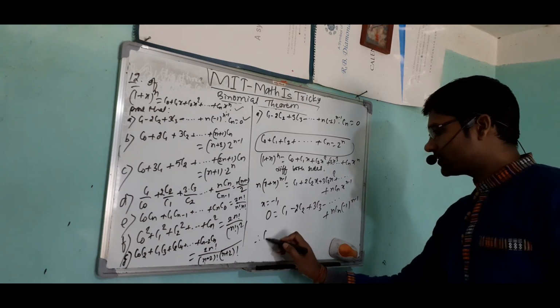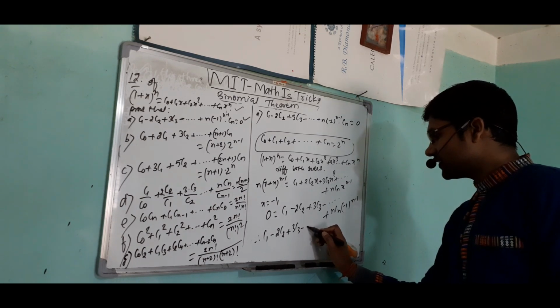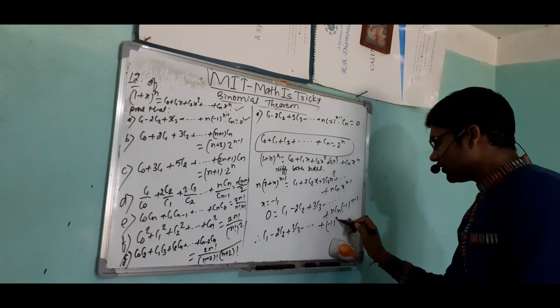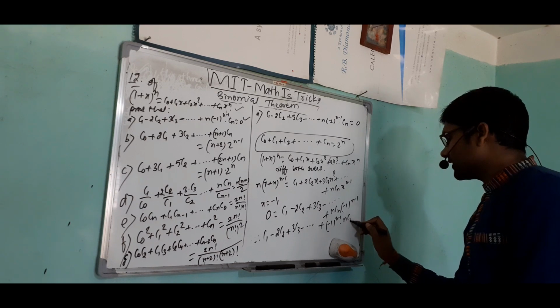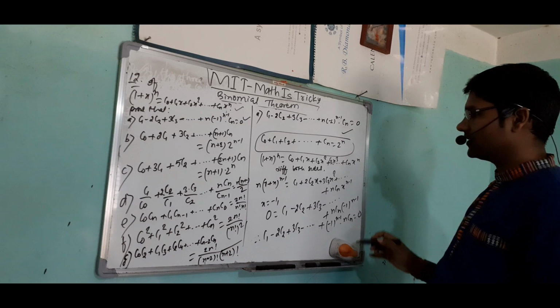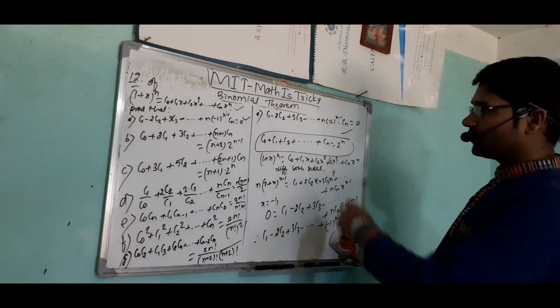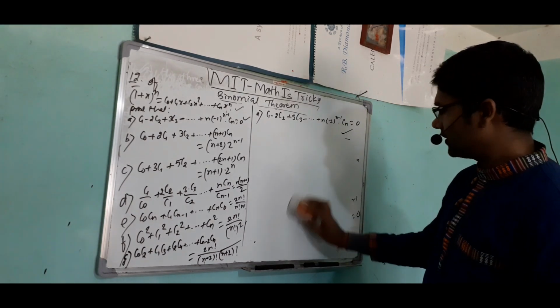So therefore we can write c1 minus 2 c2 plus 3 c3 minus dot dot dot plus minus 1 power n minus 1 into n cn equals 0. You can see here, n cn equals 0. This is the proof for the first part. So let me prove the second one, question number B.